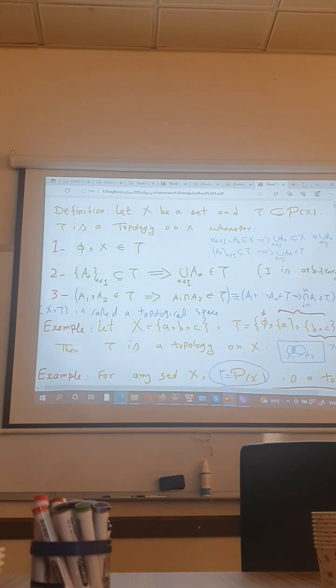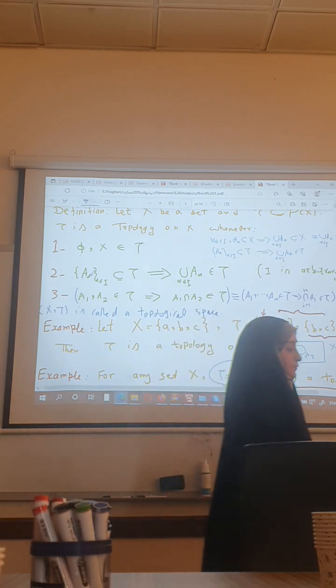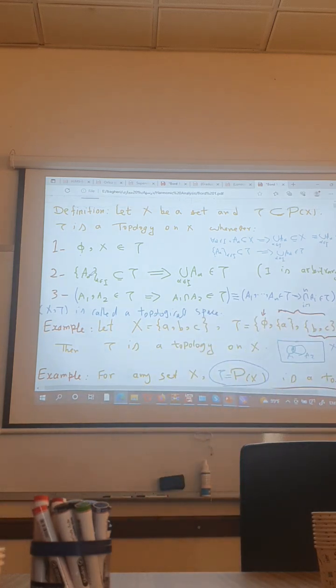It's called a topology if we have these three properties.